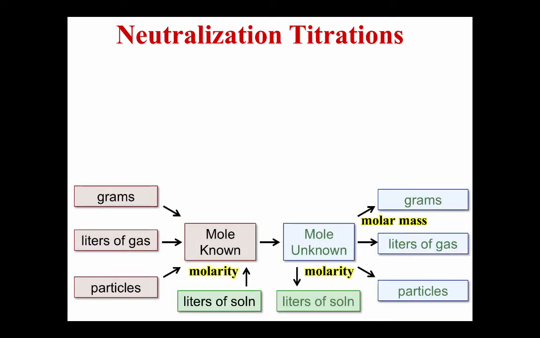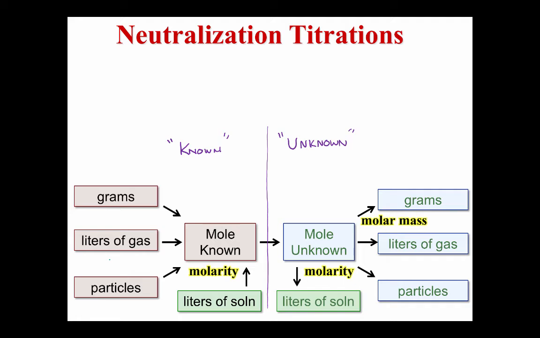Now, we're going to do some of the calculations that involve neutralization titration. These calculations are really just another type of stoichiometry problem. So let's review the stoichiometry strategy. Remember, in stoichiometry calculations, we always go from a known quantity to an unknown. And we learned that you can convert from grams, liters of a gas, or particles of a known into grams, liters, or particles of another substance in the reaction that we call the unknown quantity.